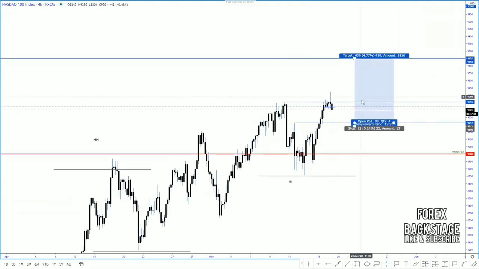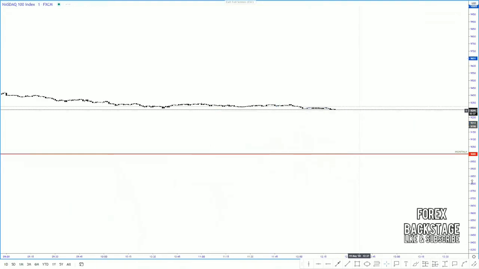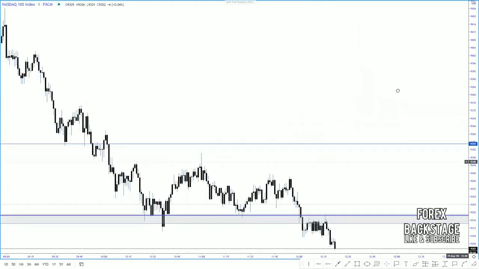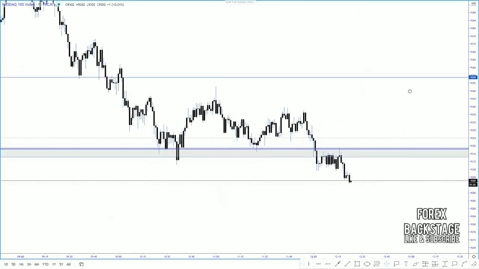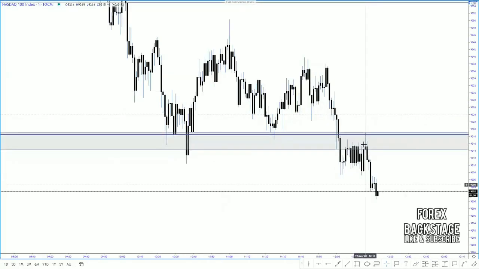If you go down to the M1, you will see how beautiful this trade is. It's currently dropping, swiftly and nicely. If I came in there, I'd be modifying my stops to entry right now and letting it run for most of the day.